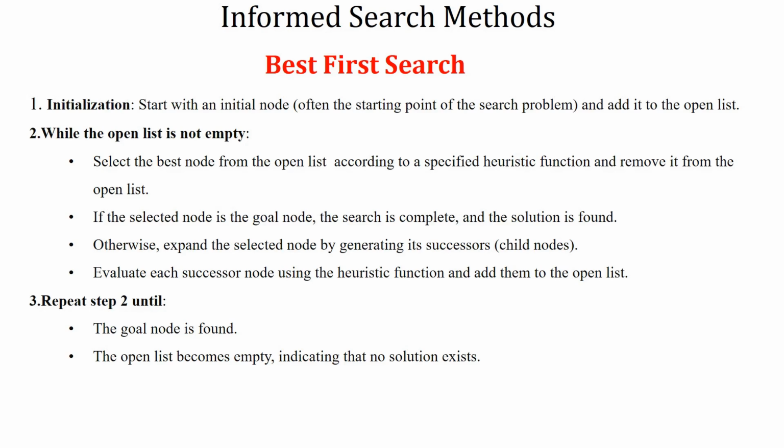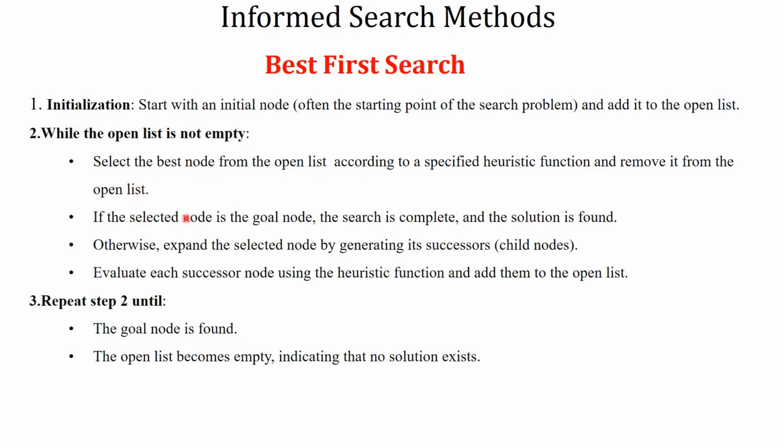In the best first search, the first step is to begin with the initialization. We will start with an initial node. Often it is going to be the starting point of the search problem. We will add it to the open list. The second step is that we have to repeat while the open list is not empty. That is, we have to select the best node from the open list according to some heuristic function, and we will remove it from the open list.